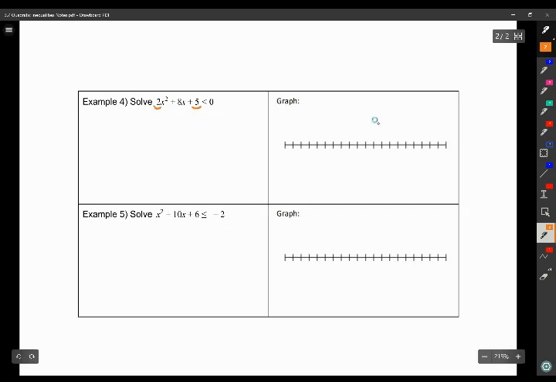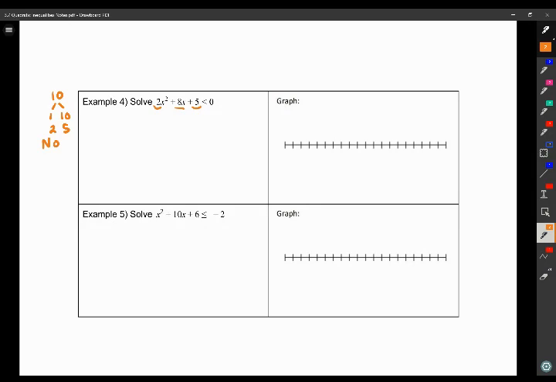So we go 2 times 5 is 10. Our factors of 10 are 1 and 10 or 2 and 5. Do any of those pairs give me an 8 in the middle? Nope. This is a no. Okay, so nothing works. And if nothing works, then I have to do quadratic formula.